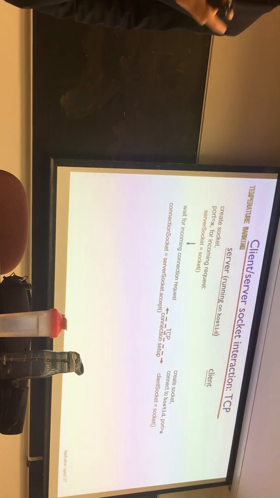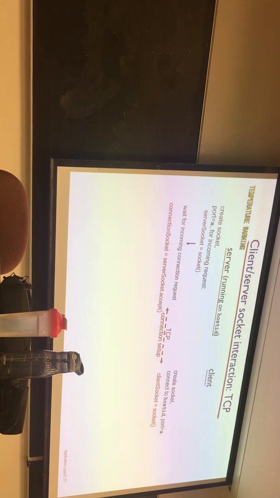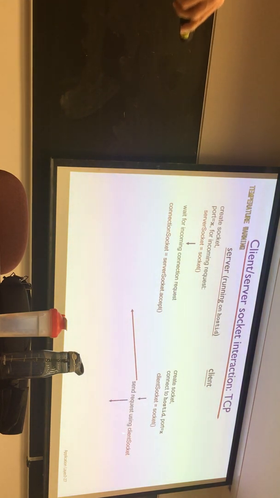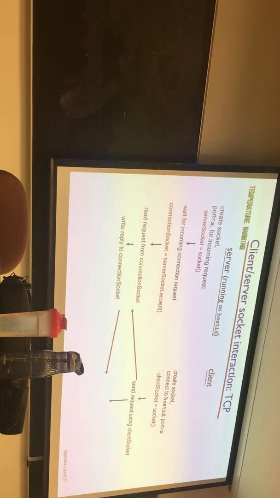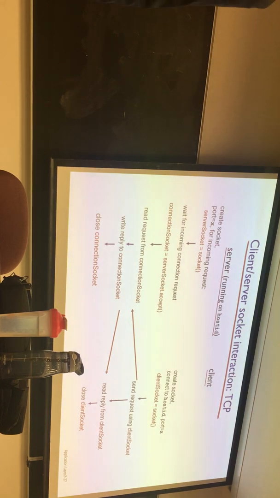So this means they know the opposite side's IP address and port number. Then the client will send a message to the server. The server receives the message from the connection socket, then writes a reply to this socket, then reads the reply, then calls the connection. So the key difference between TCP and UDP is this connection step. UDP doesn't need to do this.